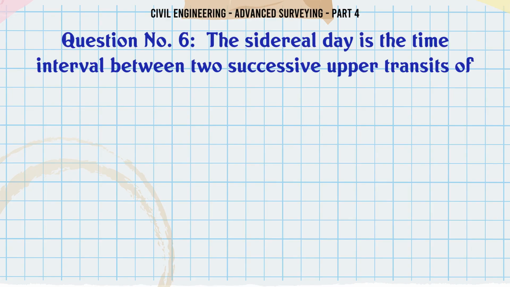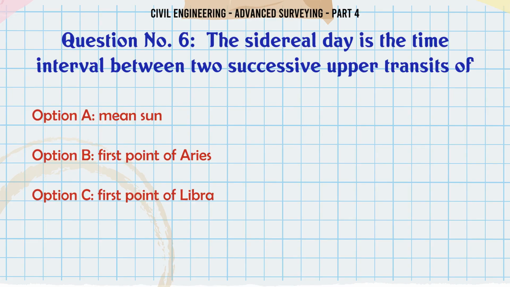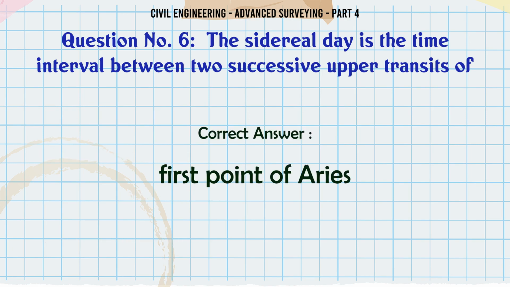The sidereal day is the time interval between 2 successive upper transits of A. Mean Sun, B. First point of Aries, C. First point of Libra, D. The polar star. The correct answer is first point of Aries.